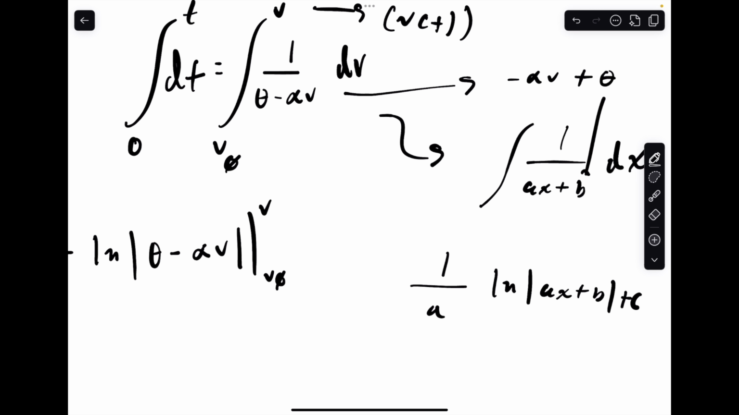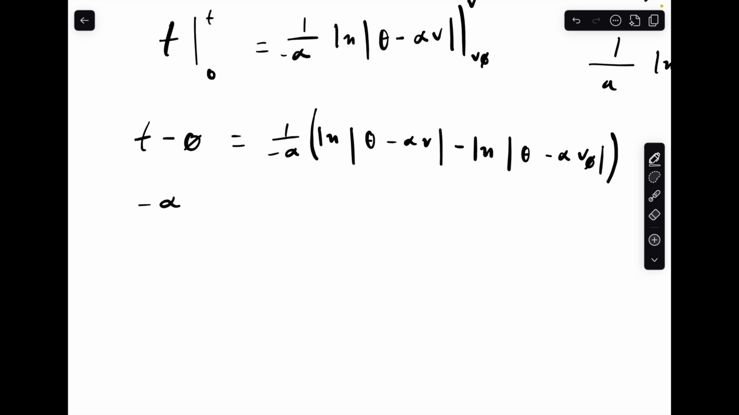So now this left side will evaluate to t minus 0. This will evaluate to 1 over negative alpha ln, and now I'll sub in the values that I have. So when I sub in v, I'll get ln theta minus alpha v, minus ln theta minus alpha v naught, because that is how calculus works. And this alpha is going to be multiplied by the entire thing. So to get rid of that pesky multiplier, I'm going to multiply both sides by negative alpha. And I know this 0 won't matter, so it's basically like t is just by itself.